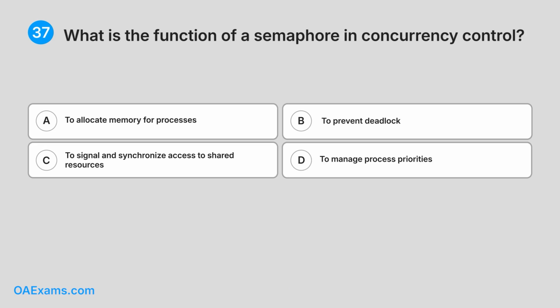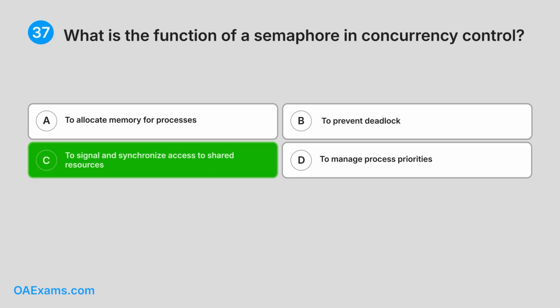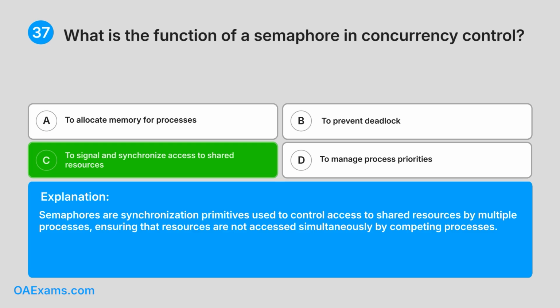Correct answer. C. To signal and synchronize access to shared resources. Explanation. Semaphores are synchronization primitives used to control access to shared resources by multiple processes, ensuring that resources are not accessed simultaneously by competing processes.